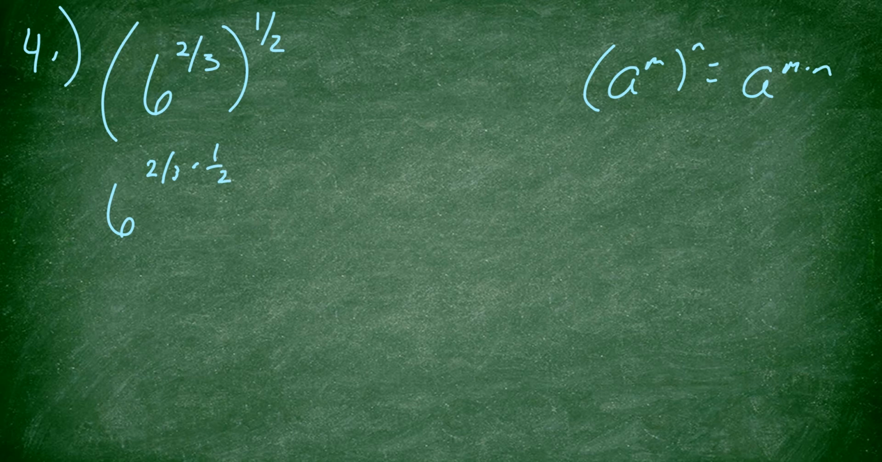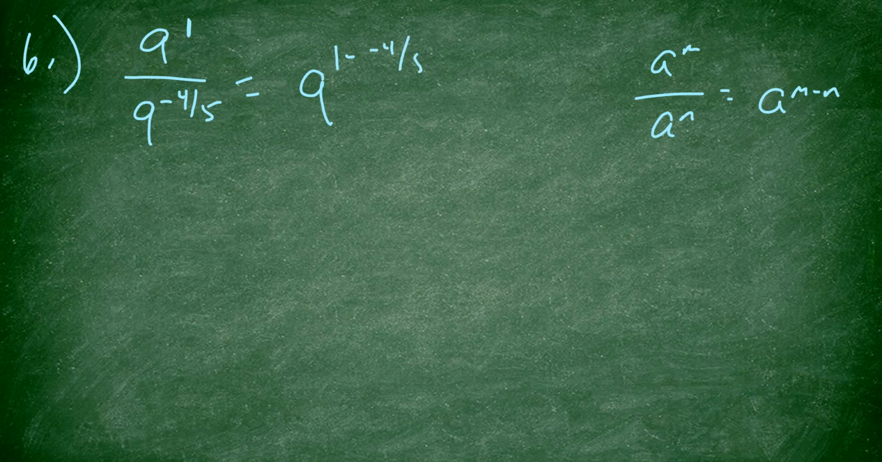Number 4, we have 6 to the 2/3, all to the 1/2. That's an exponent to an exponent, so you're going to multiply them. So this is the property. You multiply 2/3 times 1/2, so it's going to be 6 to the 2/3 times 1/2. You multiply across the top and across the bottom, you end up with 2/6, which is going to turn into 1/3. So I have 6 to the 1/3, and that's it for 4.